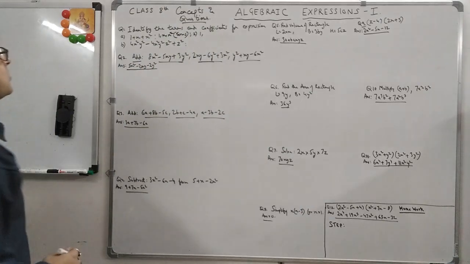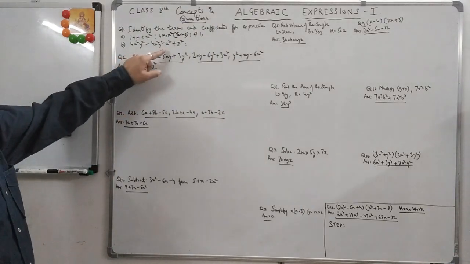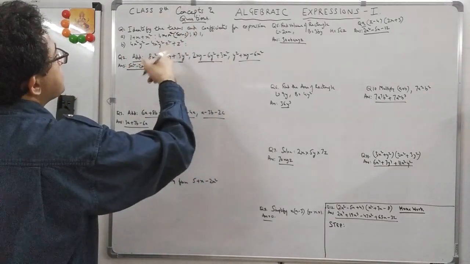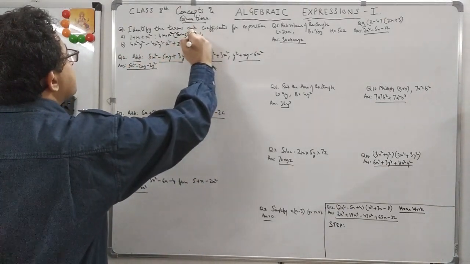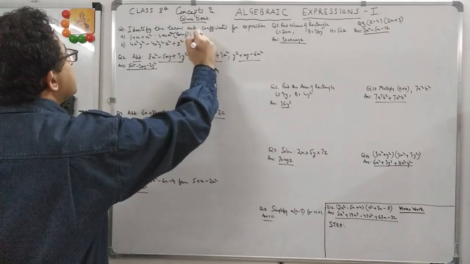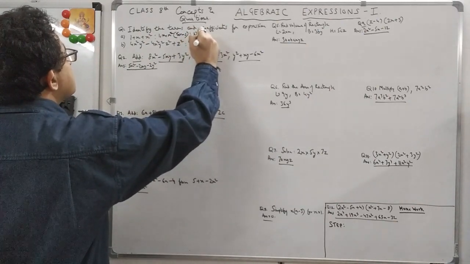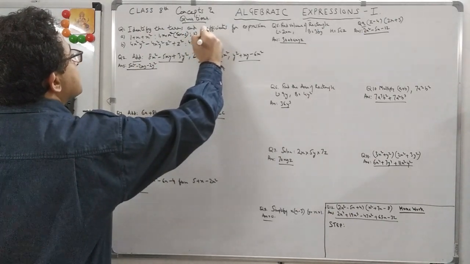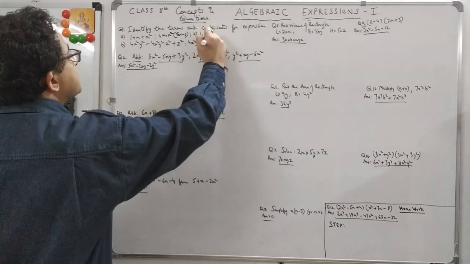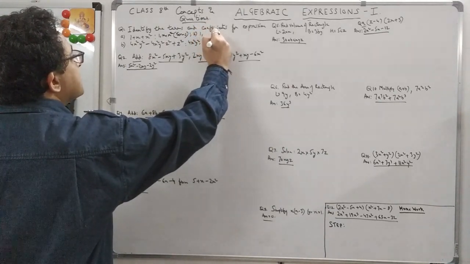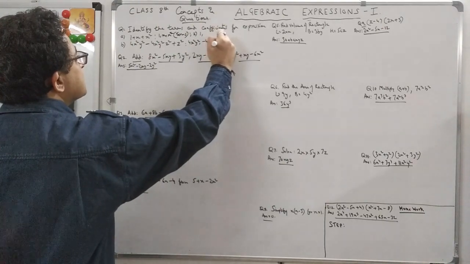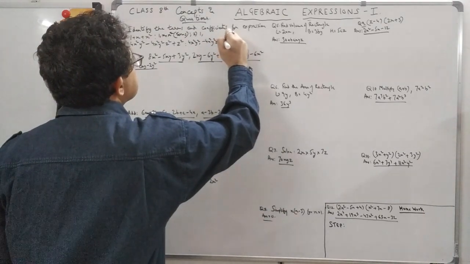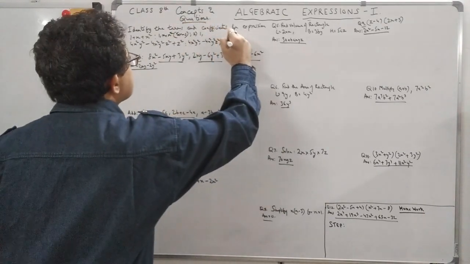The question is 4x squared y squared minus 4x squared y squared z squared plus z squared. So the terms are, there are three terms. First term is 4x squared y squared. Second term is minus 4x squared y squared z squared. And the third term is z squared. So these are the terms.